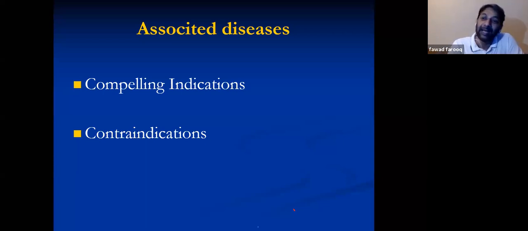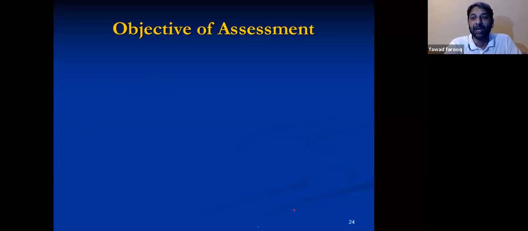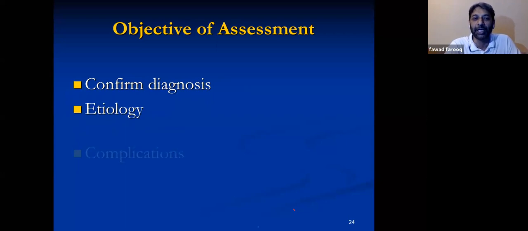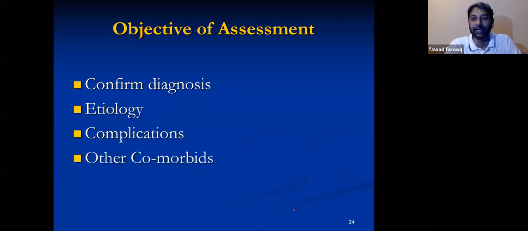And similarly, looking for contraindications as well, because if you're thinking of giving some drug and you found that your patient has some contraindication, you can avoid that drug. So recapping those four objectives: confirmed diagnosis, etiology, complications, and other comorbids.